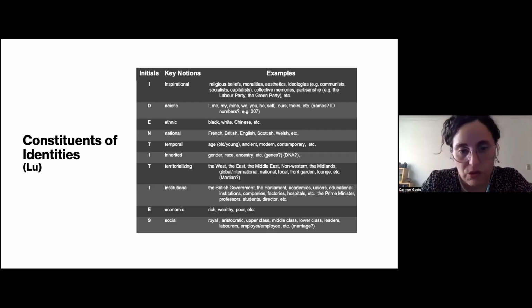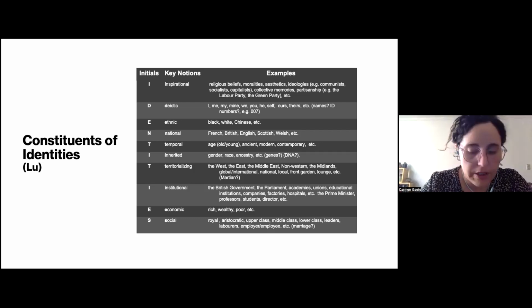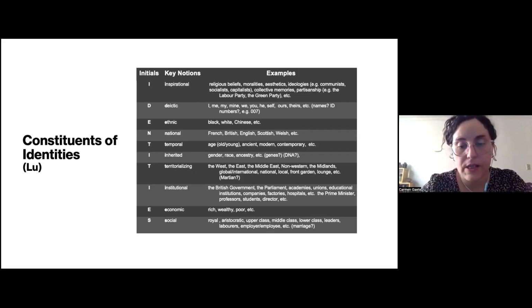Economic, yeah, that's also part of your identity. You are defined as rich, as wealthy, as poor, middle class, etc. And finally, social, yes, that has to do also with economic identities or aspects of your identity as well. In that sense, you can be middle class, low class, employer, employee, upper class, etc., right?